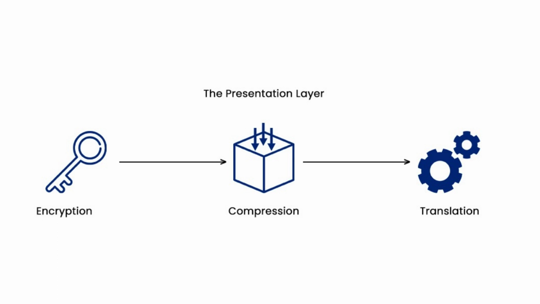Some key functions performed by the presentation layer, like data formatting and encoding. The presentation layer transforms data from the application layer into a format suitable for transmission over the network. This may involve data compression to reduce the size of the data for efficient transmission, and encryption to secure the data against unauthorized access.